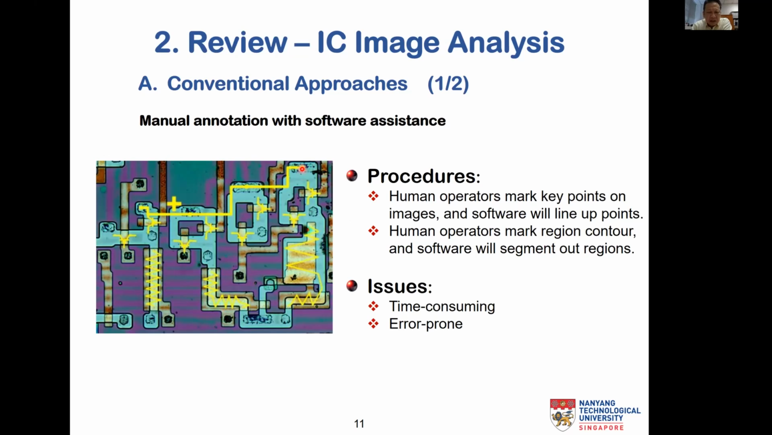You will tell the software that this point is the beginning of the metal, and then you label it and label it again and again. So the software will know this is a metal line or metal interconnection. Here, the human operator marks key points on images, and the software will line up the points. The human operator marks a region contour, and the software will segment out the contour. For example, I mark out this one is a transistor, and this is the AND gate, and so on. However, this method is very time consuming and also error prone.